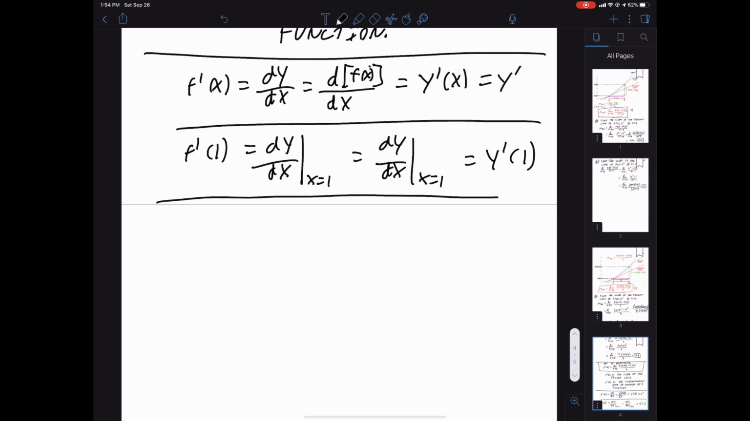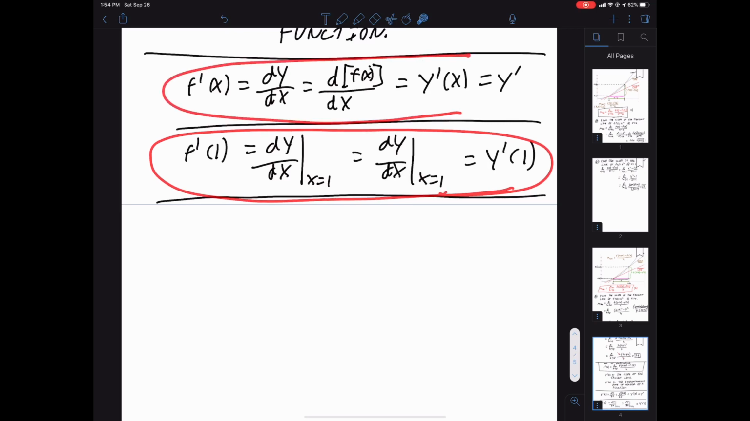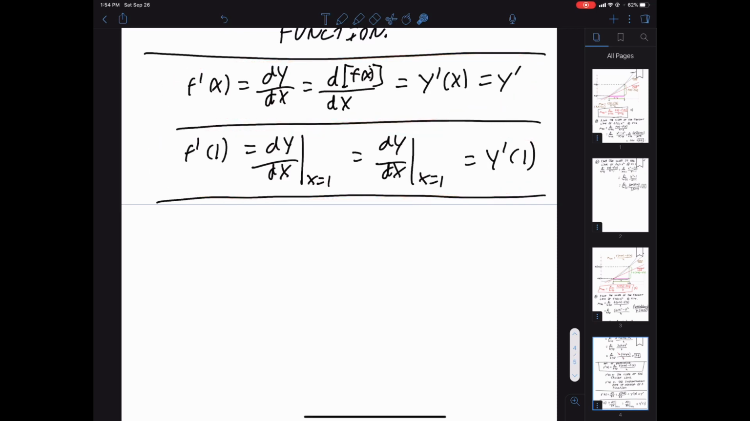So that's just a notation of how to write the derivative at a specific point. You should know that because you're going to be seeing that. So the bottom one is at a specific point, and the top is just a general.